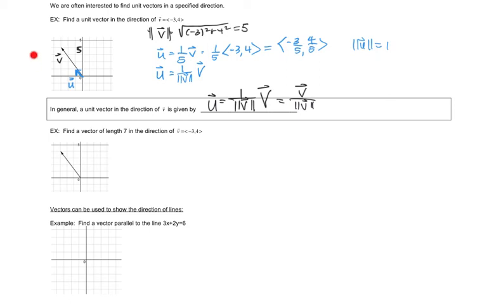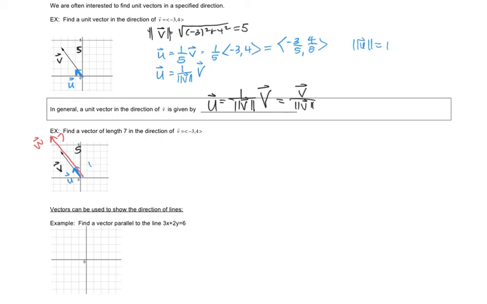Suppose I continued this problem and I said, now what I want you to find is a vector of length 7 in the direction of v. So if you wanted a vector of length 7 in the direction of v, what I'm going to do is redraw what I just had here. So this is v of length 5, and then u is here of length 1. And we want something now that's longer, length 7. I'm going to call that vector w, and we want vector w to have length 7.